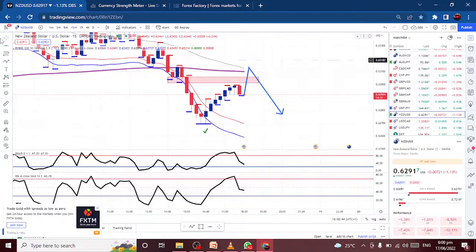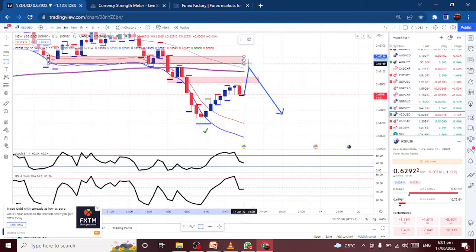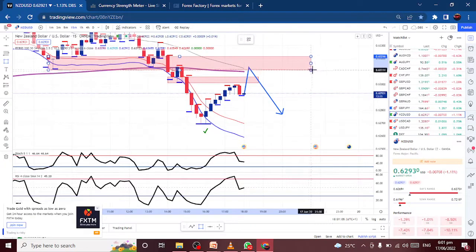Why did I say this level? Look at something here. Something happened here. There is a rejection around this area. You can see. I'll save this chart so that when I'm doing another class, we can all see if the market finally comes here or not.